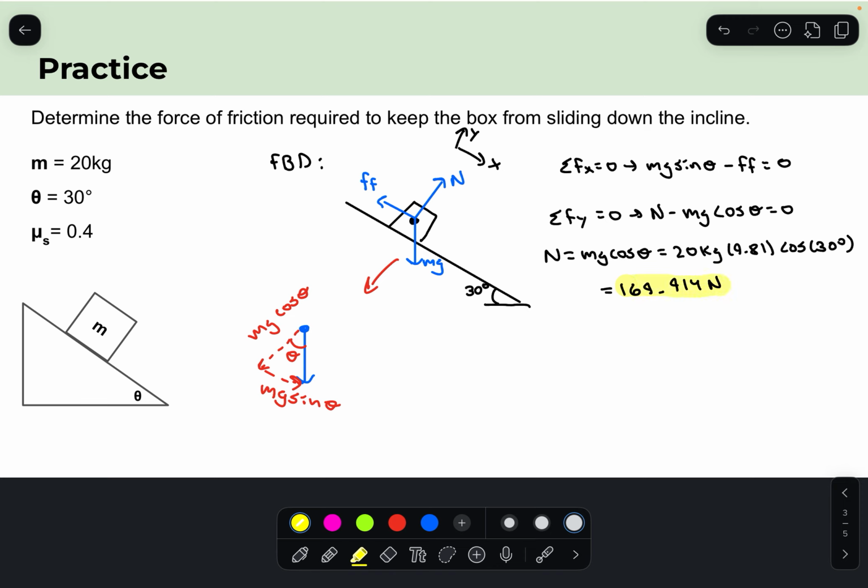Okay, this value is important because that is the value of our normal force. And that is a value that we are going to directly plug in to the force of friction. All right, cool. So if we do now, the force of friction is equal to mg sine of theta, we will get that this is 20 kilograms times 9.81 times sine of 30 degrees. So therefore, we are getting that the force of friction is equal to 20 times 9.81 times the sine of 30.